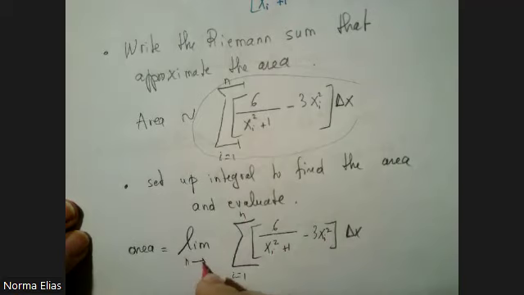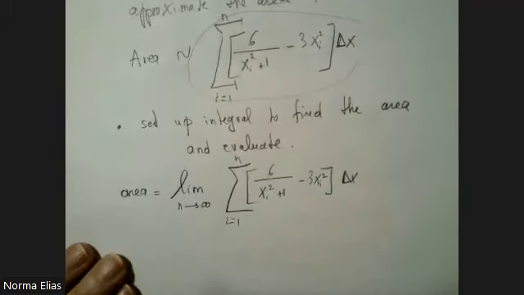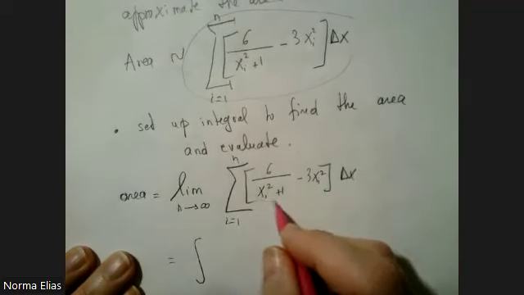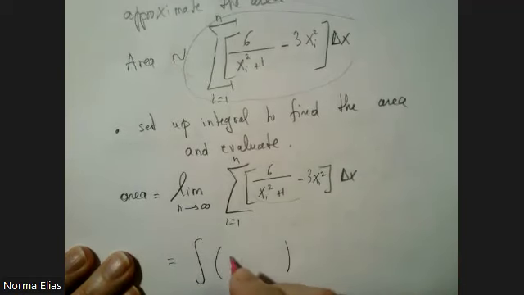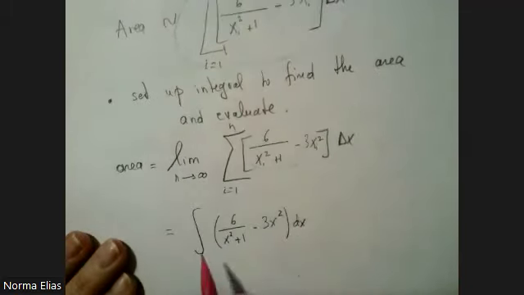When n is very large. Now we're going to write the integral that corresponds to that. So this is my area, that's the integral. This is 6 over x squared plus 1, which is the upper, minus the lower. And now the limit.